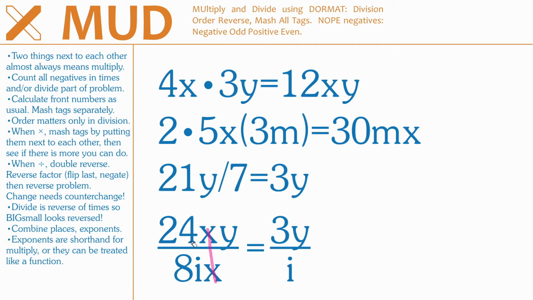So now I've got 24 divided by 8. Treat my numbers as normal. 3. I have a y, and nothing else I can do with that. 3 times y. And I've got a y on the bottom. Nothing else I can do with that, so I just leave it there. That's as far as I can go. You're done. Welcome to algebra.